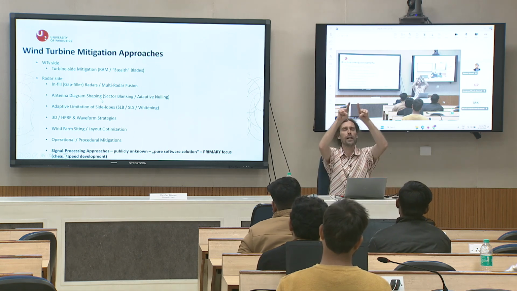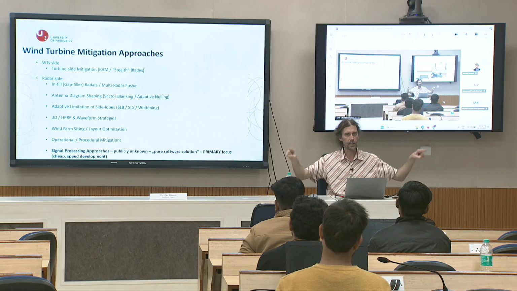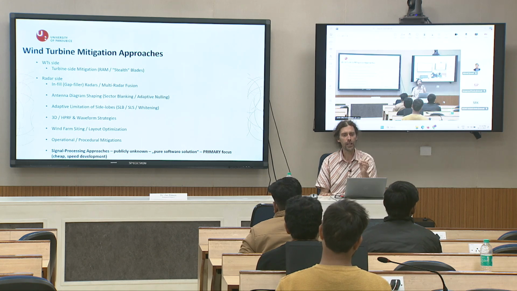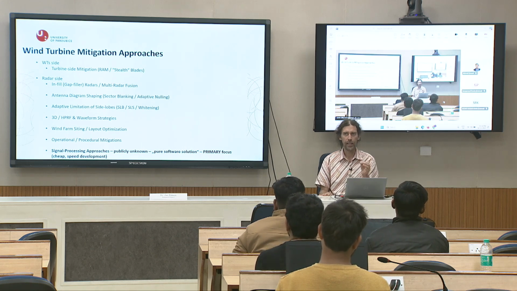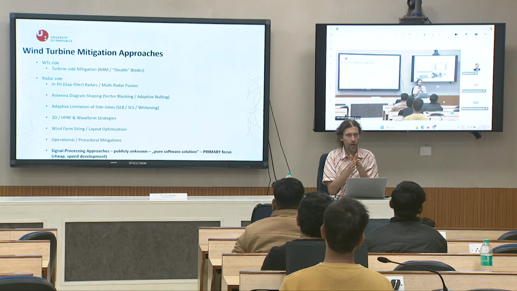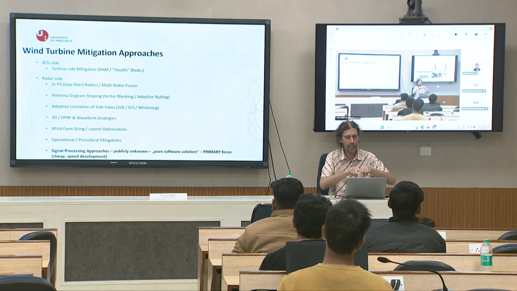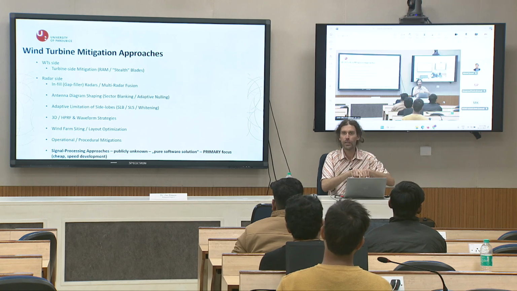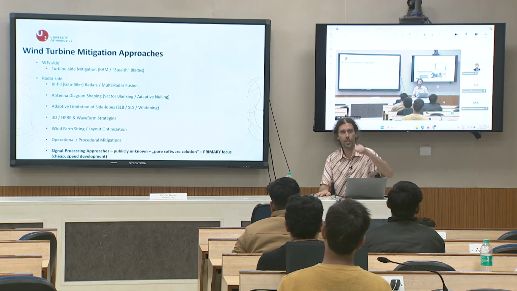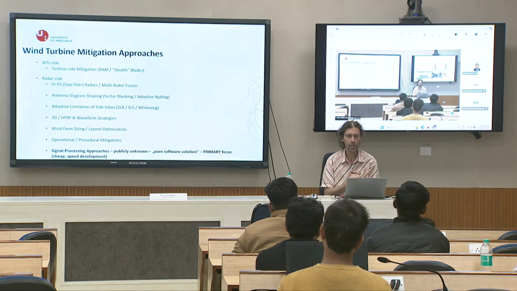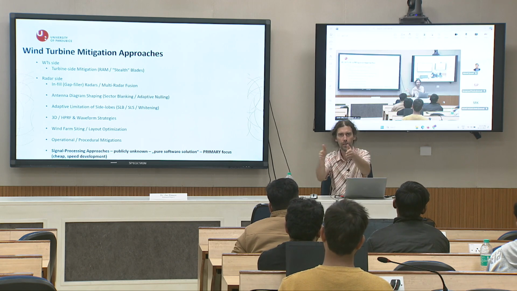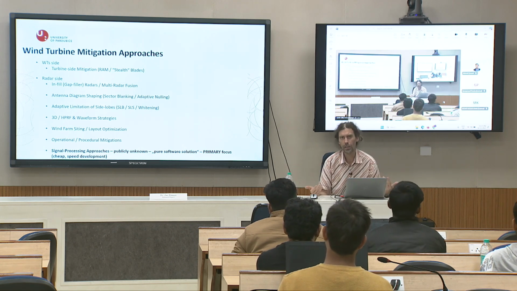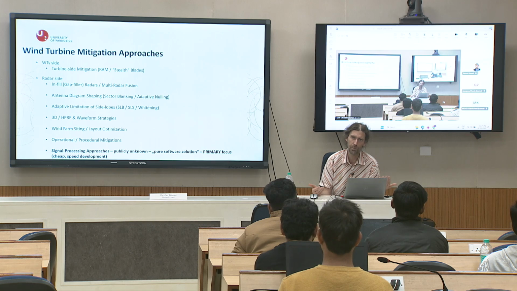It means you see the antenna diagram. It is something like this. Main lobe and so on and so on. And you plan your antenna diagram in such a way that the wind turbine will always be in the zero point. So it means there will not be any reflection. It is a hard technique. And of course, imagine with rotation speed, or with radars that are not stationary, but you can move them, you always need to recompute. So it is a good solution, hard to implement.